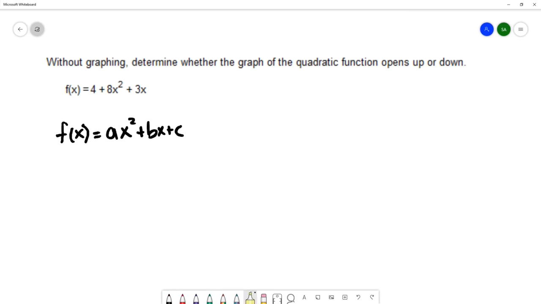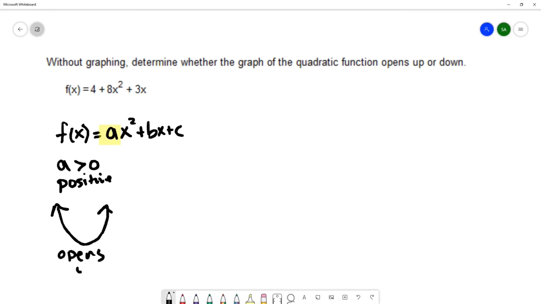The value of a is going to determine whether the parabola or graph opens up or down. Whenever a is greater than 0, or positive, the graph of the parabola, the graph of the quadratic, will open up. Whenever a is less than 0, or negative, the graph of the quadratic will open down.